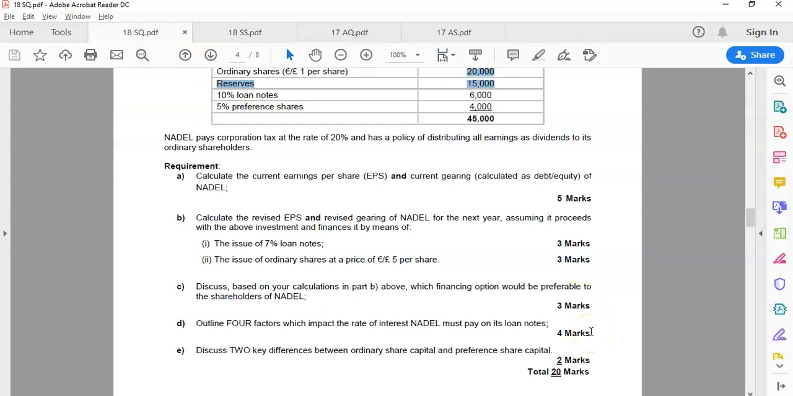You get those marks on the board. You wouldn't need 9 or 10 minutes to get them. And remember, don't overkill. 4 factors, 1 mark each. 2 differences, 1 mark each. So think like the examiner as well.